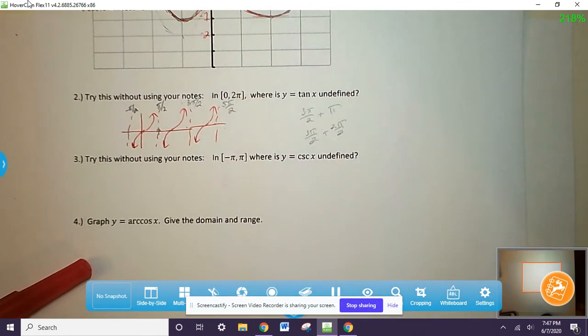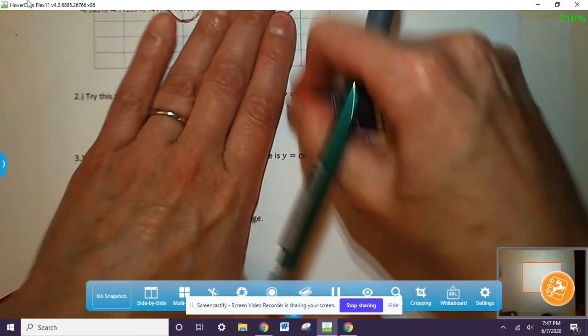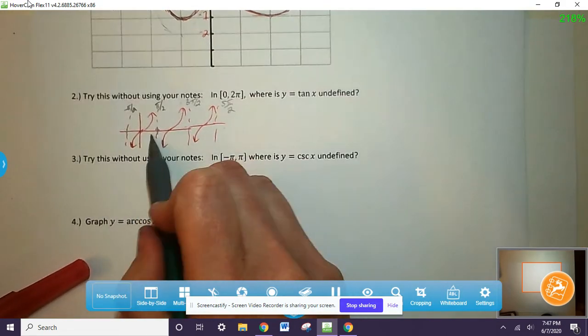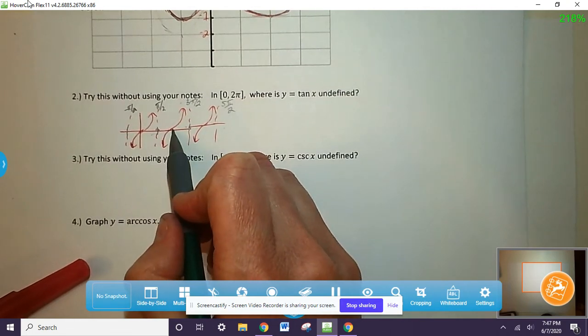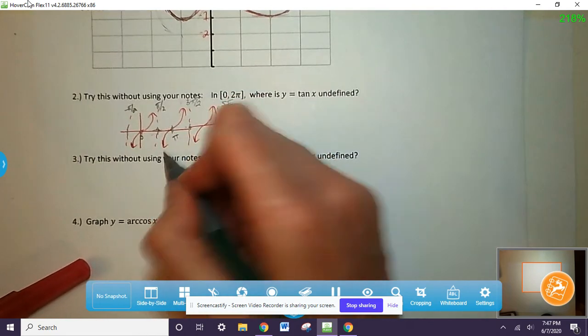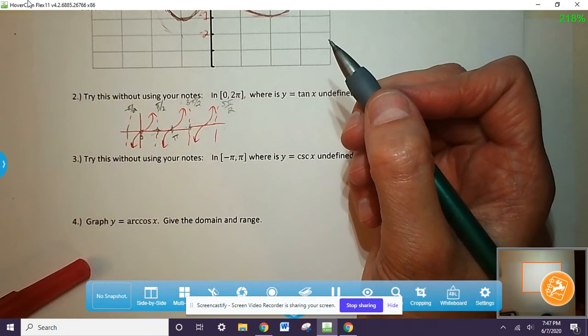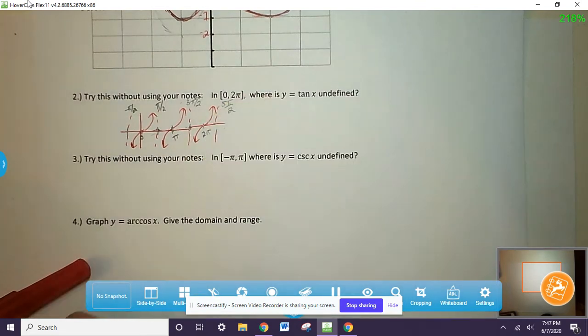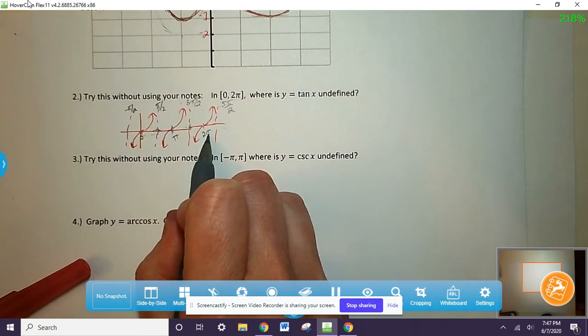Or another way to figure out where all those asymptotes are is to realize that your asymptotes will have an x-intercept halfway in between. So this x-intercept is at 0. Halfway between here, this x-intercept is at pi. My sketch is not very accurate, but that's what I was going for. And then the next x-intercept is at 2 pi. And look at the x-intercepts. They are pi apart because the period of tangent is pi.